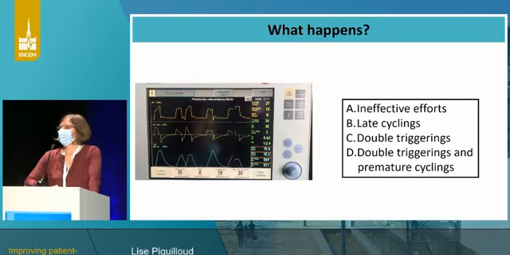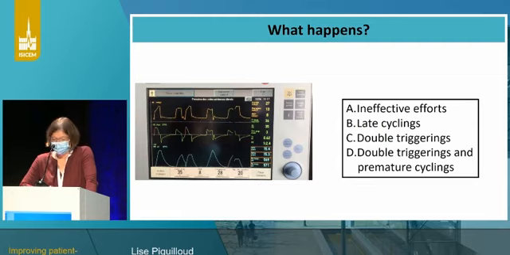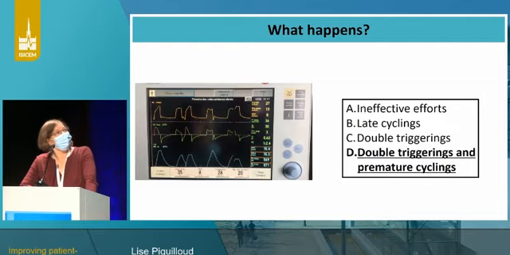This was the first thing you are going to have in your ARDS patients when you switch them to assisted ventilation. And this is the second thing you observe very often. What is that? Ineffective efforts, late cyclings, double triggerings, or double triggerings and premature cyclings? And my answer is that we have two problems: double triggerings, there is one here, and probably premature cyclings with very short pressurization time here.